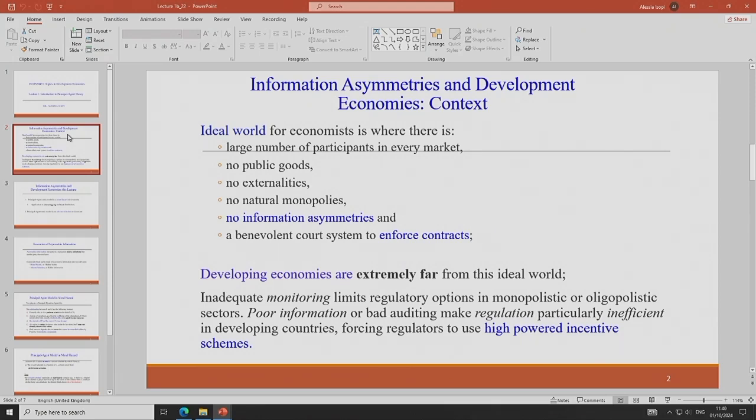Now, as we said already, development economies are very far from this. There's no monitoring, or it can be very complicated. There might be poor information. There might be difficulties in checking and eventually verifying information. And for that reason, the only thing that can work whenever you establish a relationship is to use high-powered incentive schemes. Do you know what that means?